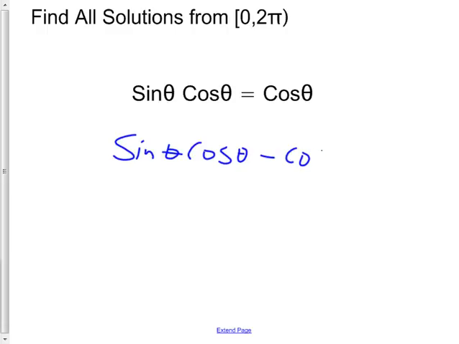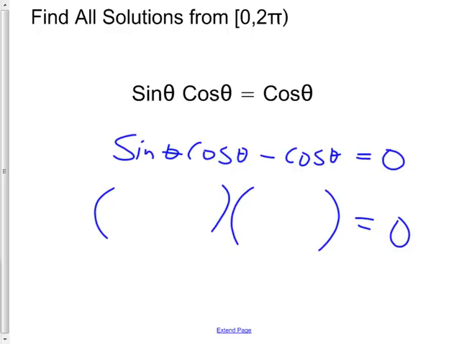Minus cosine theta equals 0. And why is it good to set something equal to 0 if you can? Because then, if you can factor it, which you can, you can just set each of these parts equal to 0. That part has to equal 0, and that part has to equal 0. Remember this? See if you can factor it and finish it from there.